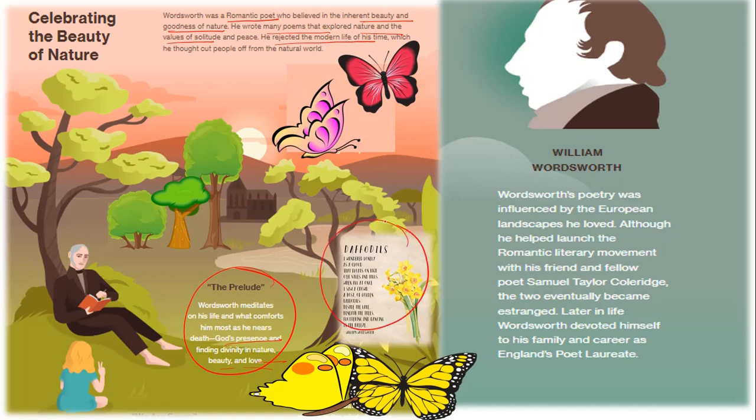And you must have heard about another famous poem of Wordsworth called The Daffodils. If you have not, you can search this on the net and just read the poem. It's beautiful. It's also about nature and the beauty and magic of childhood. Wordsworth's poetry was influenced by the European landscapes he loved. So he loved the beautiful sceneries and the nature of England, and most of his poems were based on that.